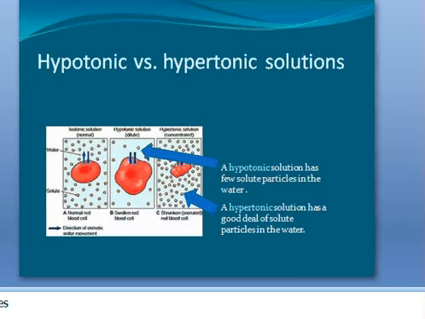Now we need to know what a hypotonic versus a hypertonic solution is. So this is kind of interesting. Now this is a red blood cell here. What they've done here is put a red blood cell in an isotonic, a hypotonic, and a hypertonic solution. Now, if somebody's hyper, it means that there's a lot going on. So that's how I remember hyper means that there's a lot of solute in the water. Around the red blood cell, there's a lot of solute particles that are actually in the water.